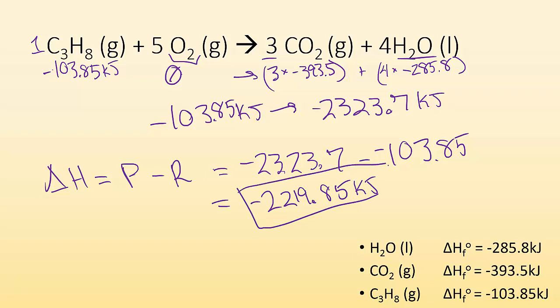Now, what I was saying earlier, is it a positive or a negative value? If you ever get confused, think about this. All right, I have a negative 100-ish, and I end up at negative 2,000-ish. So it went even more negative. So that's going to be a negative value. And then, hey, look, I got a negative value for my answer. Perfect.